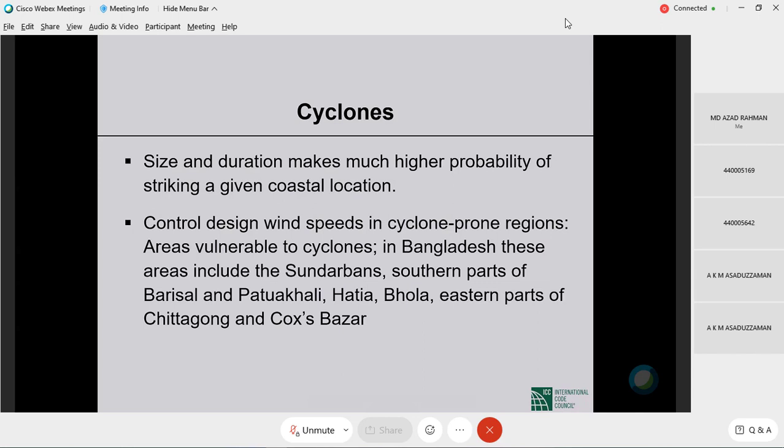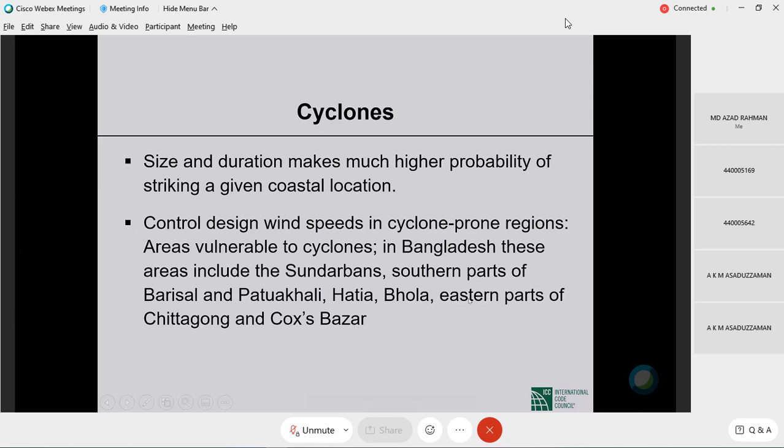So the size and duration of cyclones makes for a much higher probability of striking a given coastal location, unlike tornadoes, which are unlikely at a particular location. Cyclones control design wind speeds in cyclone-prone regions, and those are defined in Section 2.1.3 of the Bangladesh National Building Code as areas vulnerable to cyclones. In Bangladesh, these areas include the Sundarbans, southern parts of Borishal, Patuakhali, Hatia, Bhola, eastern parts of Chittagong, and Cox's Bazar.